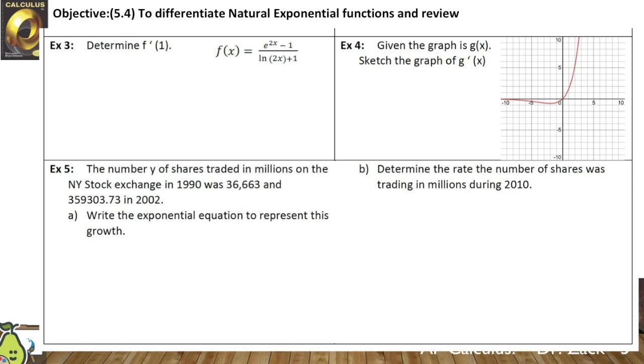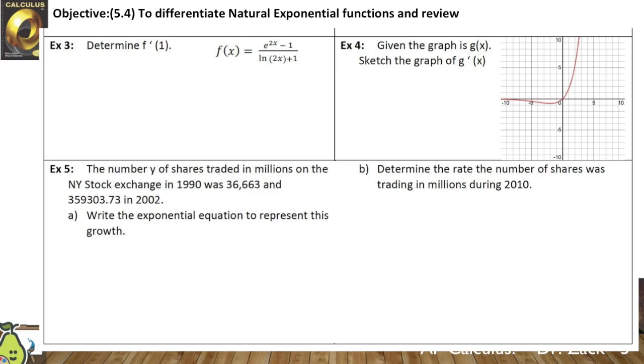Example 3 doesn't look like we're fooling around, does it? So what we're going to be working on for example 3 is determining where f prime is equal to 1. And that, of course, is a quotient rule. So let's find the derivative using your quotient rule.